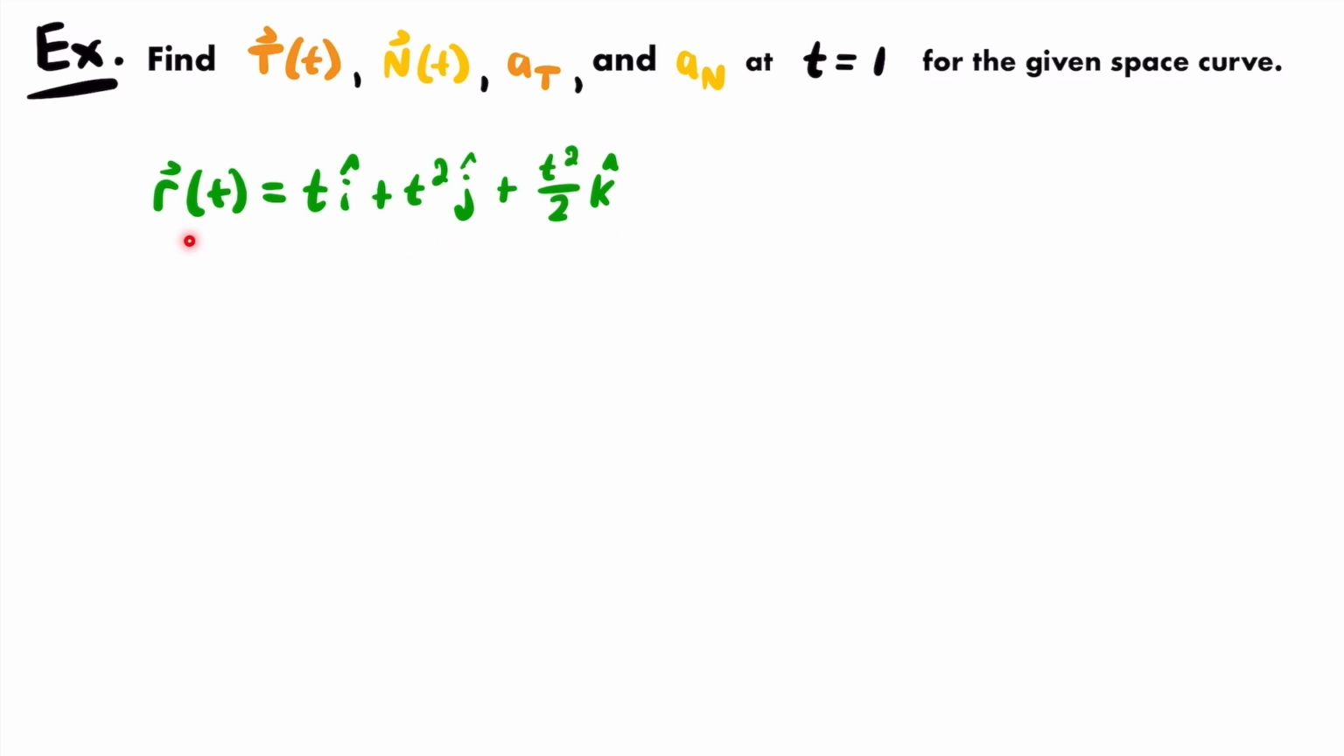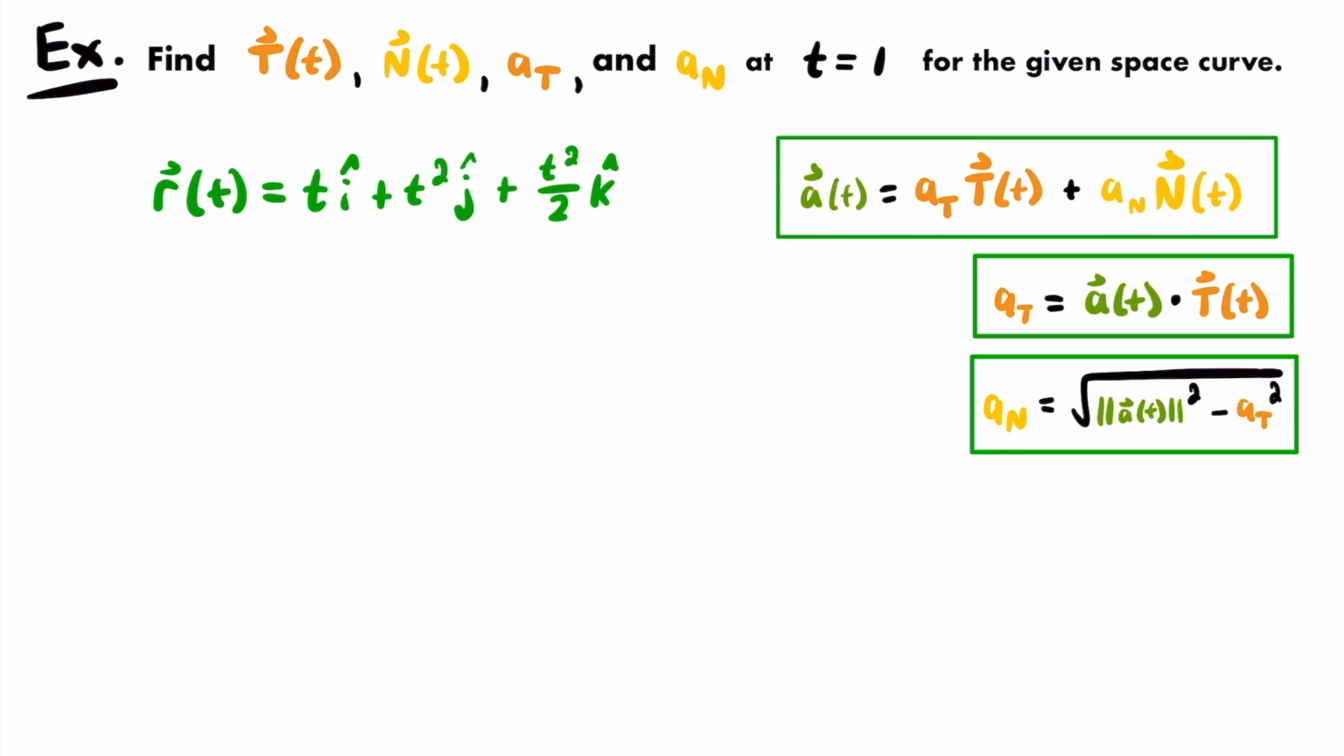Alright, so this is the exact same type of problem we did in the previous example, except now we have a different position vector and a different value of t that we want to work with. So we're going to use the same exact process and the same formulas as last time. We're going to make use of this definition of the acceleration vector using the tangential and normal components, and we will make use of these two formulas down here, that a sub t is equal to the dot product between the acceleration vector and unit tangent vector, and then this formula down here, which is based on the Pythagorean theorem that allows us to easily find a sub n, or the normal component.